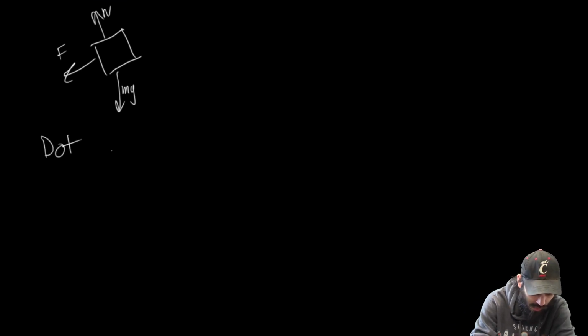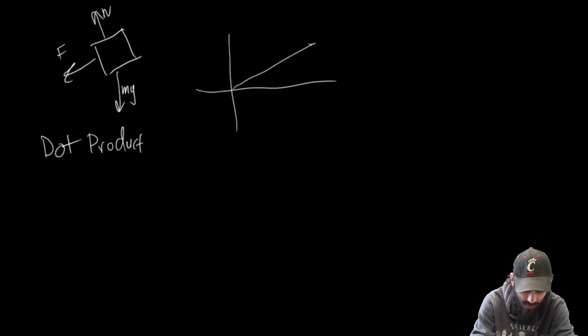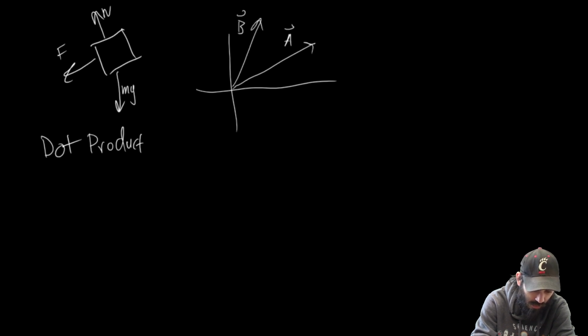So when we're talking about the dot product, consider just two generic vectors here. Here's a coordinate axis. We have some vector A and some vector B like this, and there's going to be some angle theta in between them.